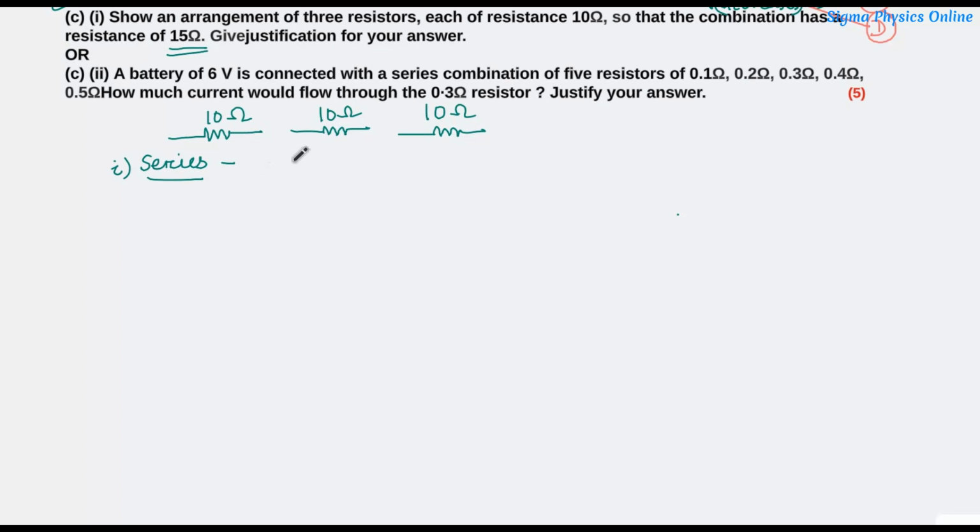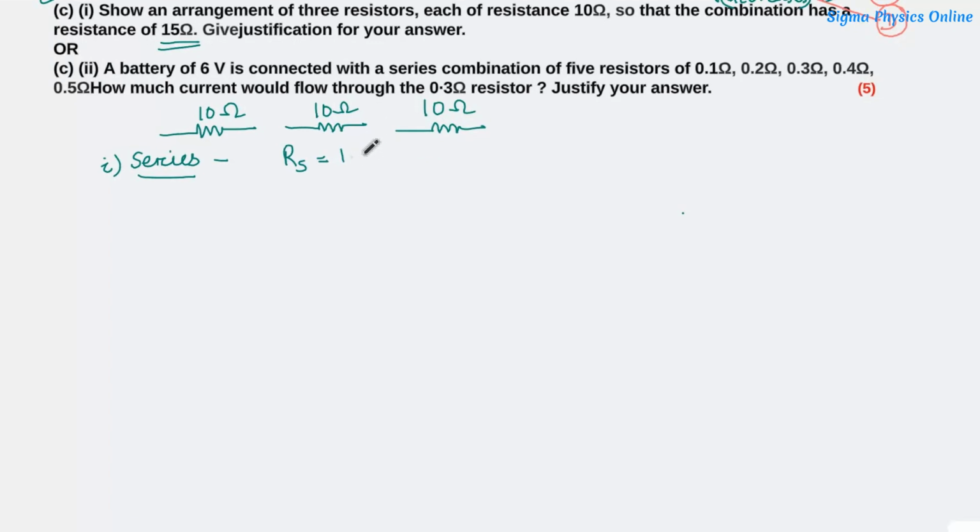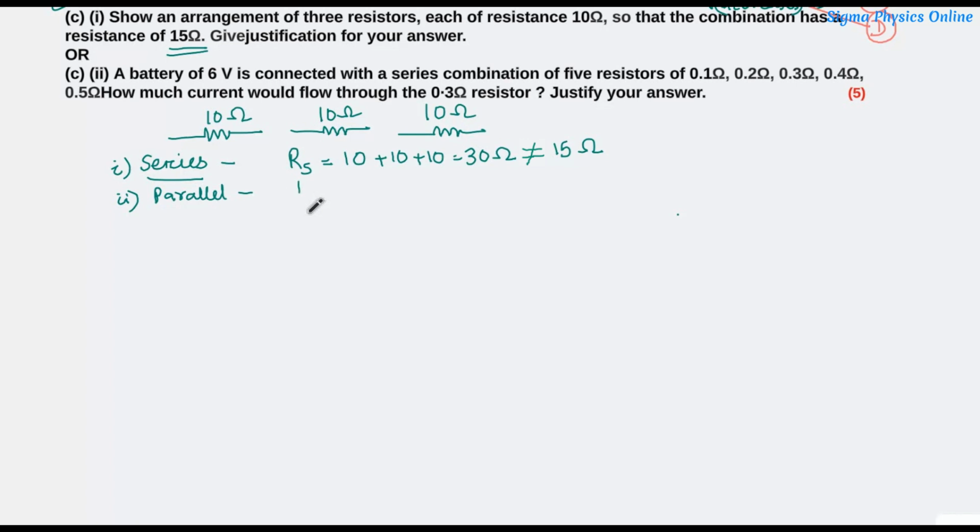The first one would be connecting all of them in series. So we know that the equivalent resistance in series is given by the addition of the three resistors. So it is 10 plus 10 plus 10, which is 30 ohm, which is not 15 ohm. So this is ruled out. Next we have all of them in parallel. We know that the parallel combination is given by 1 by Rp is 1 by 10 plus 1 by 10 plus 1 by 10, which is 3 by 10, which implies that Rp is 10 by 3, which is again not 15 ohm. So connecting all the three resistors in parallel also doesn't give us an equivalent resistance of 15 ohm.